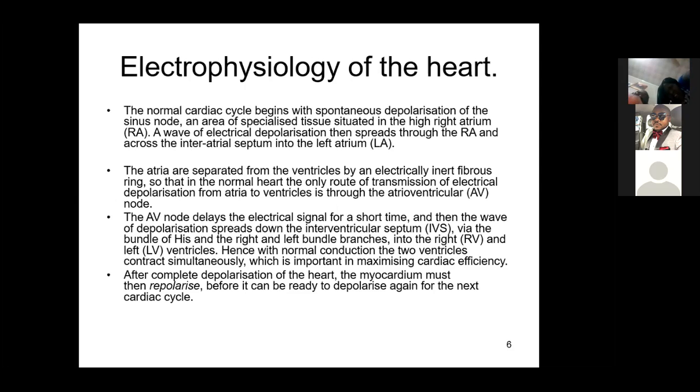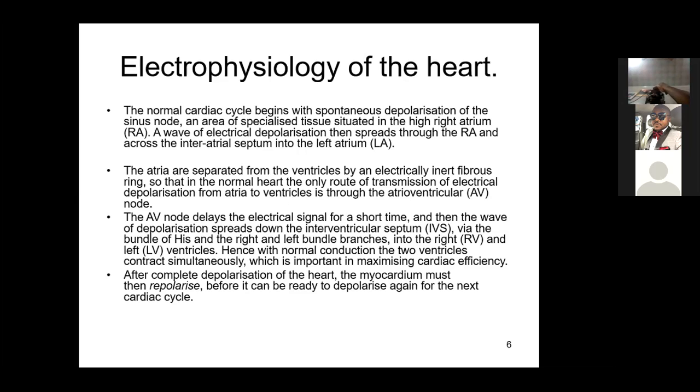Before we go on, it's very important that we understand the heart's electrophysiology, or the physiology of the electrical activity of the heart. The normal cardiac cycle, as we all know, begins with spontaneous depolarization of the sinus node, an area of specialized tissue situated in the high right atrium. This produces a wave of electrical depolarization which spreads across the intra-atrial septum to the left atrium. The atria are separated from the ventricles by an electrically inert fibrous ring. So essentially, in the normal heart, the only way that the depolarization wave can travel from the atria to the ventricles is through the atrioventricular node.